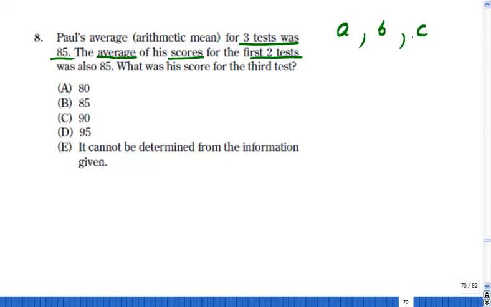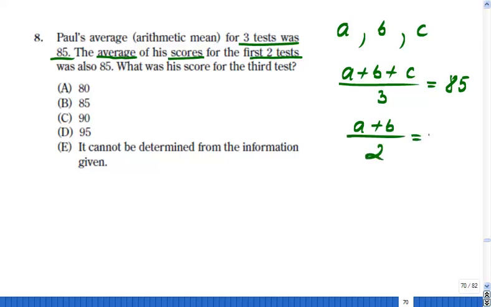How can you find the average of 3 numbers? You add them up, A plus B plus C, and you divide by how many you have, and we know that this is 85. The first 2 test average was also 85. Well, first 2, A plus B, you add them up and you divide by 2. That's also 85. What is the question? What was the score on the third test? So I'm looking for C's value, right? How can we find it?